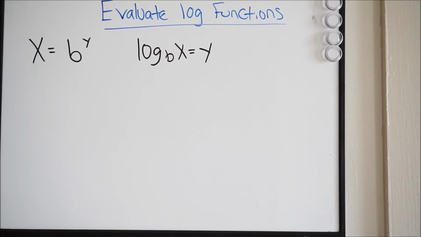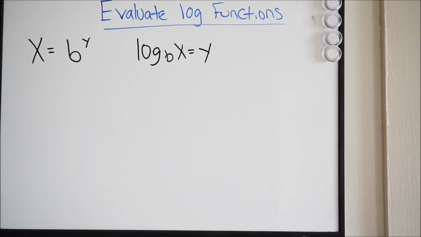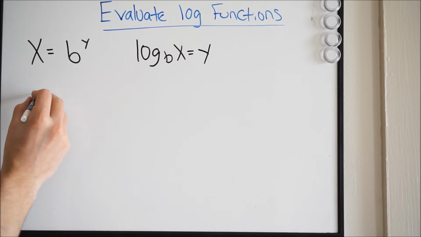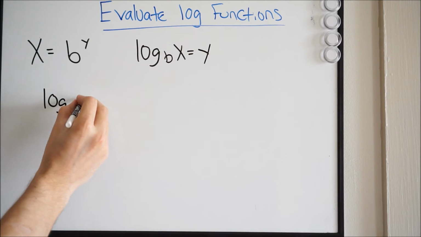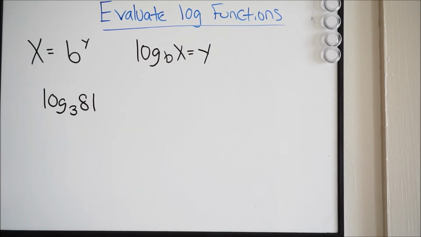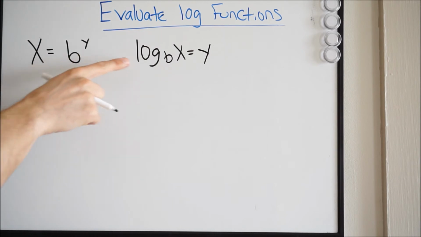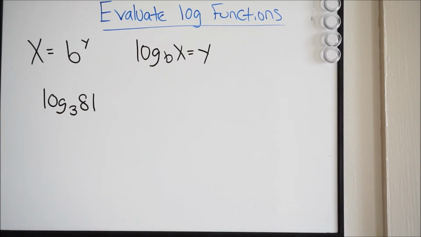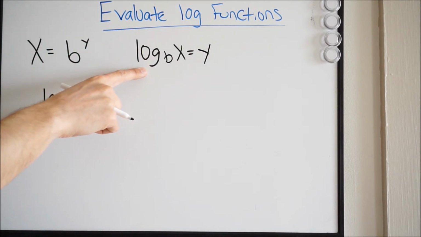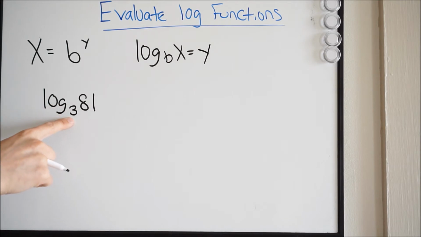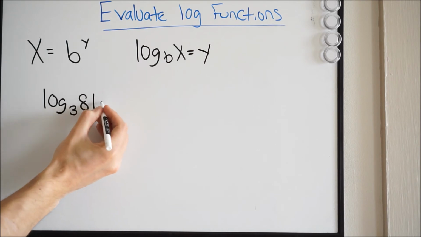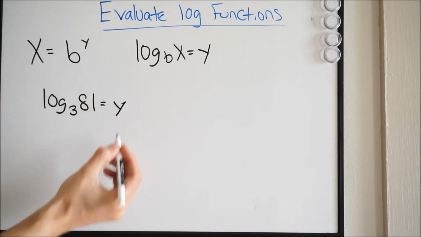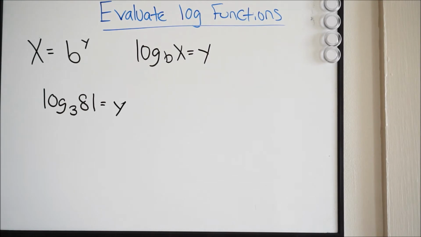So let's try our first problem here. We're going to have log base 3 of 81. What I want you to do is use these equations that we determined that we're going to use for log functions. Here it is as an exponential, and here it is in its logarithmic form. Well, I have log base 3 of 81. What I want you to do here, because you'll see problems like this, is set this equal to y. Now this becomes a lot easier to evaluate.